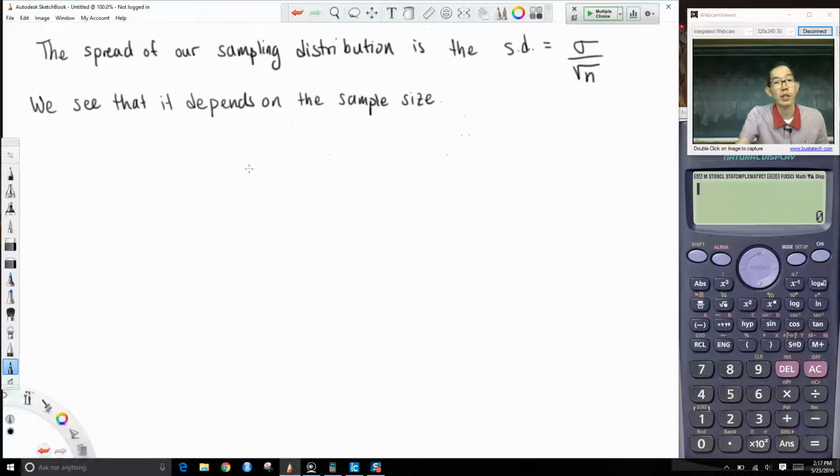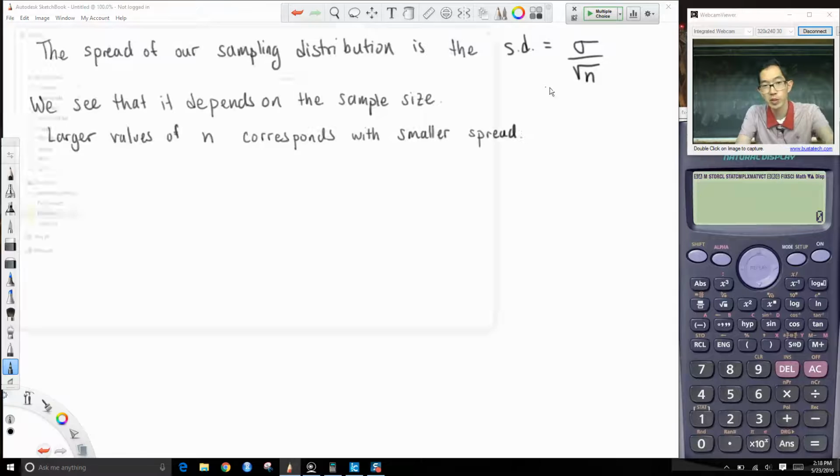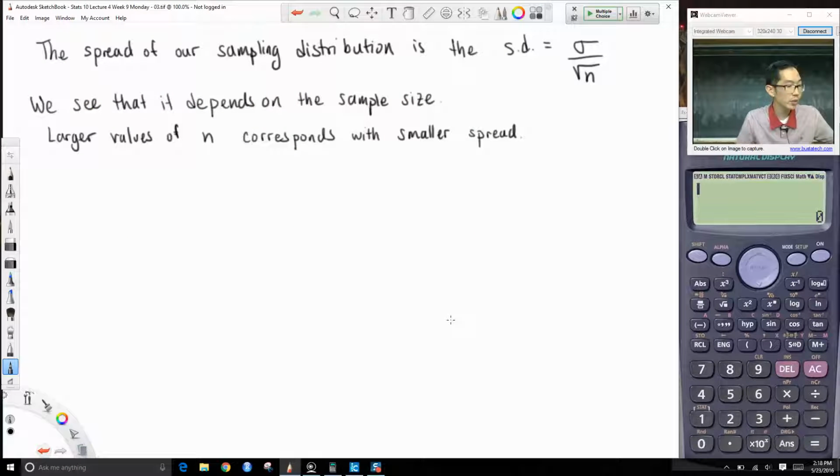Okay, and because n is in the denominator, larger values of n correspond to a smaller spread. And if we think about it, that makes sense, right? Let's say we take a random sample of people, and we're going to look at the average IQ of this random sample of people.